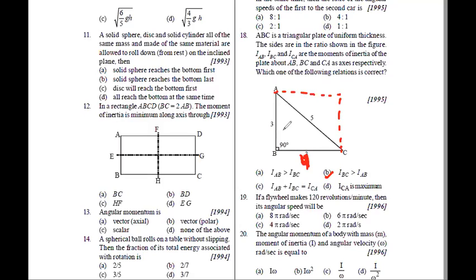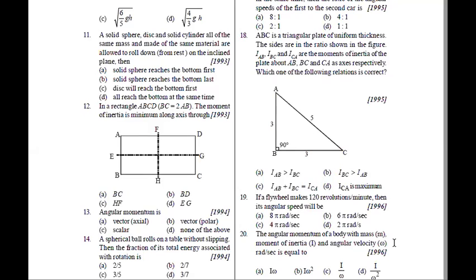BC is longer than AB, right? Got it. Even if you use the formula, still BC, the perpendicular distance, the height of BC is 4. Yes, right? And for this one it will be even less. Okay.